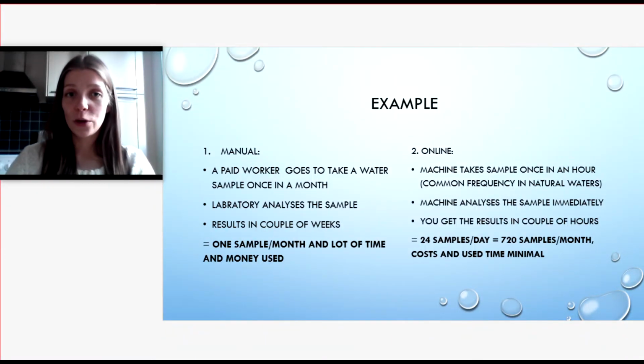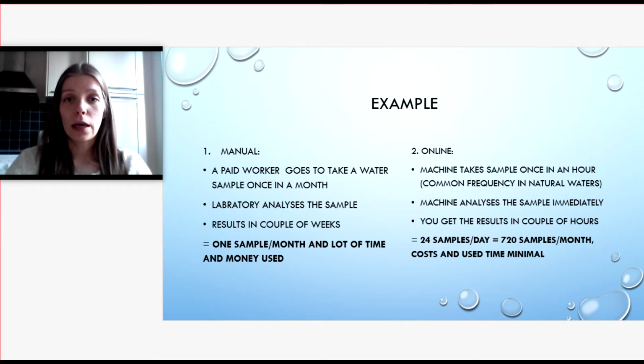First, manual handmade monitoring, where we have a paid worker who goes to take a water sample from a target area once a month. And usually this requires some time and hiking in the woods to get to the destination. The worker then takes the sample to a laboratory where the sample is analyzed, and you get the results in a couple of weeks. And by doing this, we get 1 sample per month, but we use a lot of time and money.